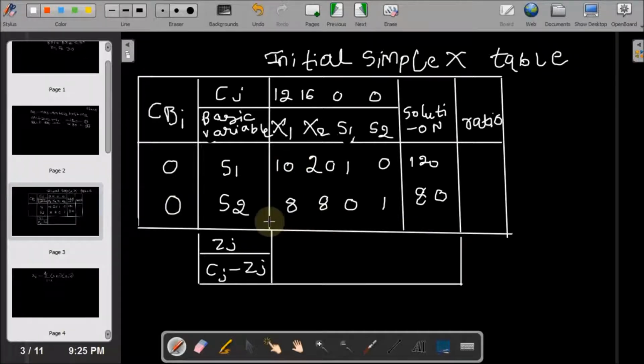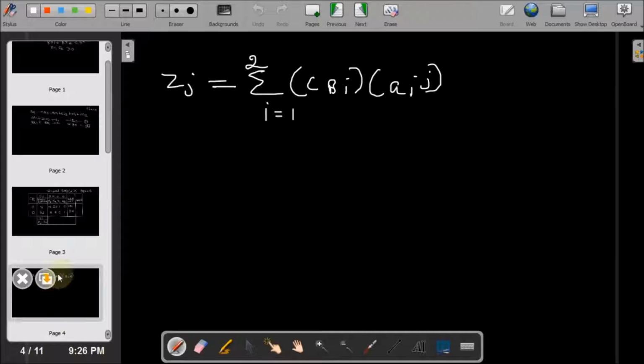So now how to find out the value of Zj? Very simple. See here, first you have to multiply 0 into 10 plus 0 into 8. See the mouse, guys, see the highlighter. 0 into 10 plus 0 into 8. I will show you that. 0 into 10 plus 0 into 8. What is the value? 0 only.